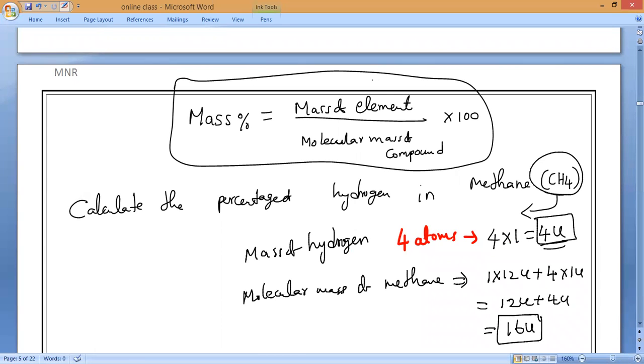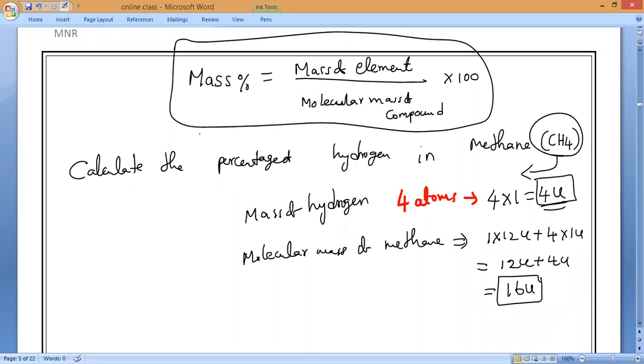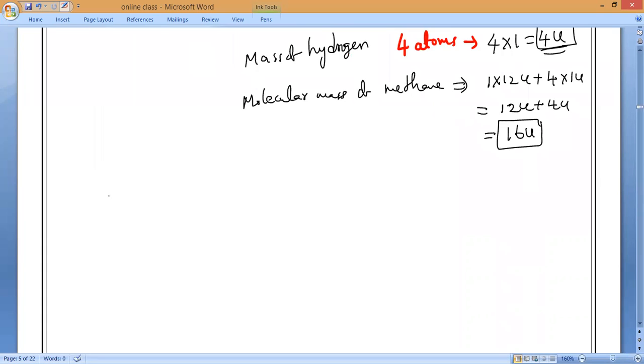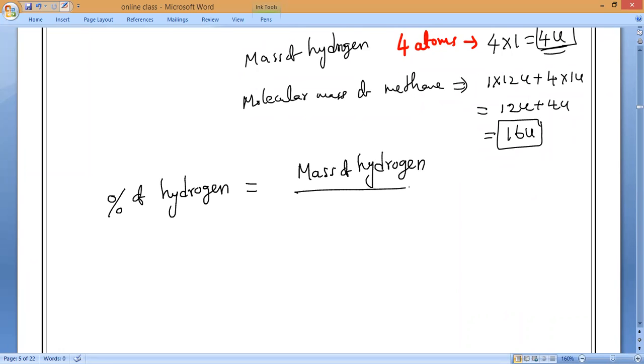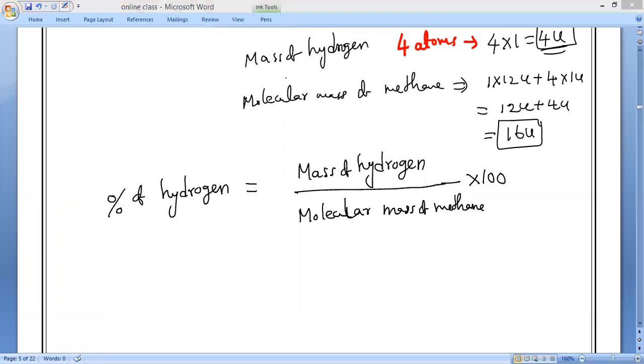Now, they are asking the mass percentage of hydrogen. Calculate the percentage of hydrogen in this one. So apply the formula. Percentage of hydrogen is equal to, what is the formula that will come? Tell me, all of you. Mass of hydrogen divided by molecular mass of methane into 100. Is it right or wrong? Yes. That is it.